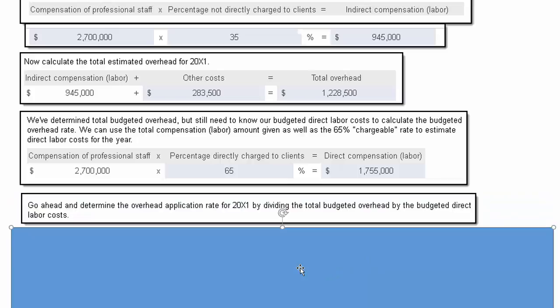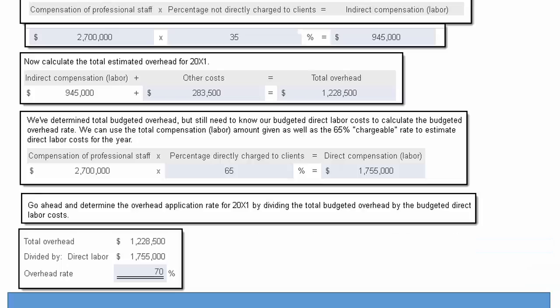Okay, so next we need to determine the overhead application rate for 2000X1 by dividing the total budgeted overhead by the budgeted direct labor cost. Okay, and you see that amount here. We use the $1,228,500 total overhead that we calculated divided by the direct labor cost that we calculated right there. And we come up with the overhead rate of 70%.